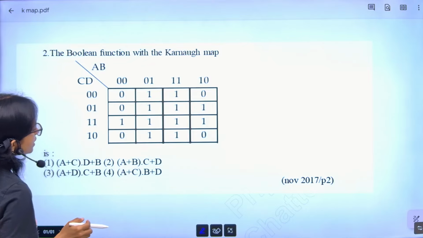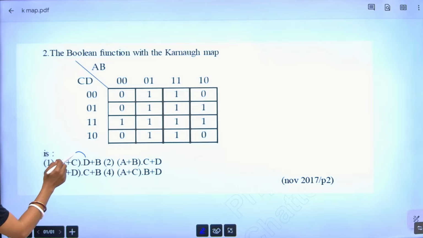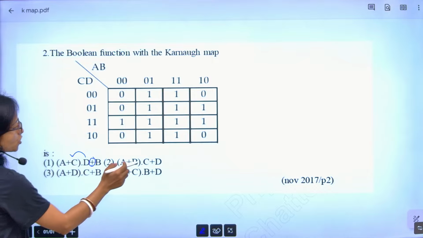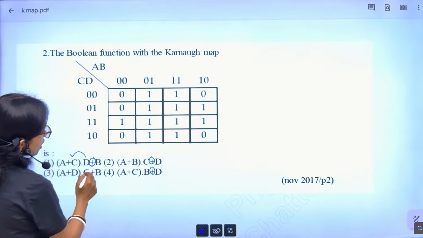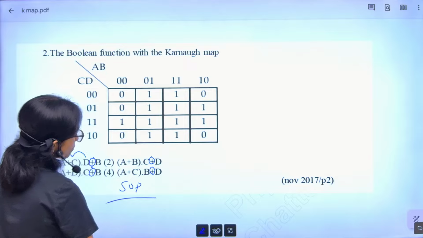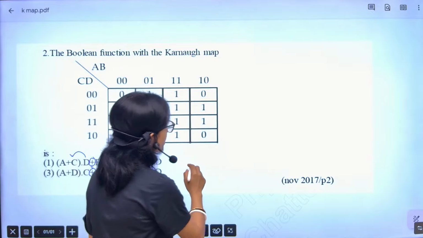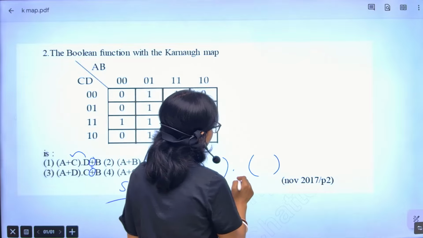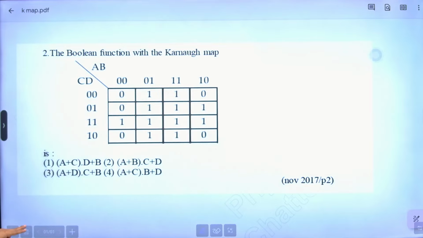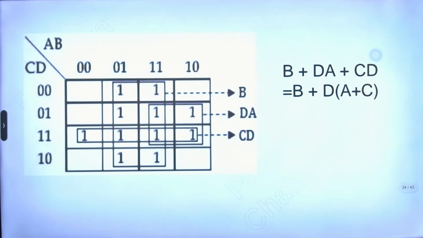Because SOP means sum of product. This multiplication, outside there is plus. Here also outside there is plus. Outside plus means it is definitely SOP, sum of product. It is not product of sum. Product of sum means outside there will definitely be product. So I have to do the grouping of 1. Here also I have to do the grouping of 1, not the zeros.